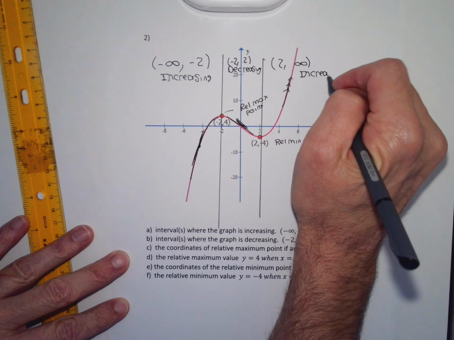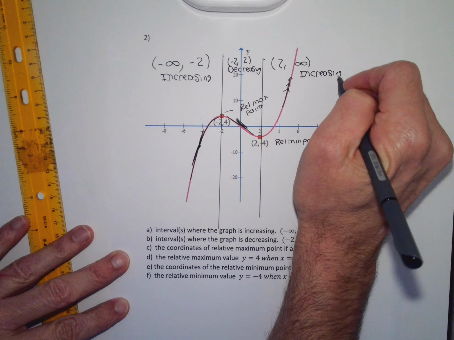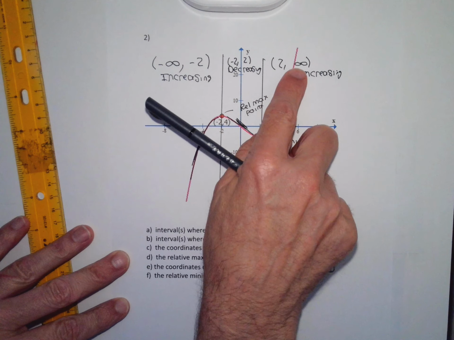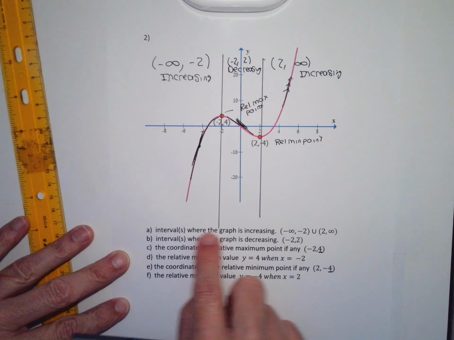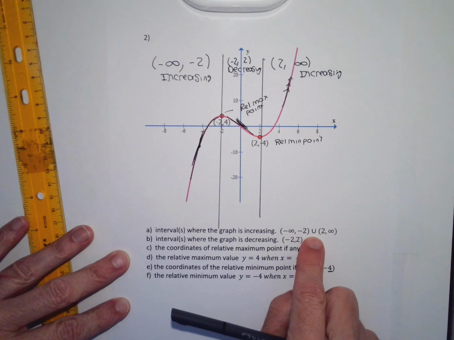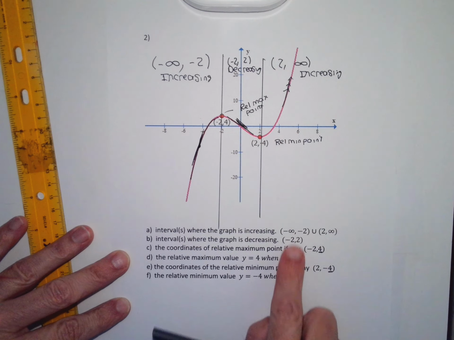And now I just need to split these intervals up into their appropriate spots. So the interval from -infinity to -2 and the interval from 2 to infinity, I put in my answer for where the graph is increasing. Putting the union symbol between is just the appropriate symbol when you have multiple intervals that are increasing or multiple intervals that are decreasing. And then for the middle interval I just wrote decreasing.